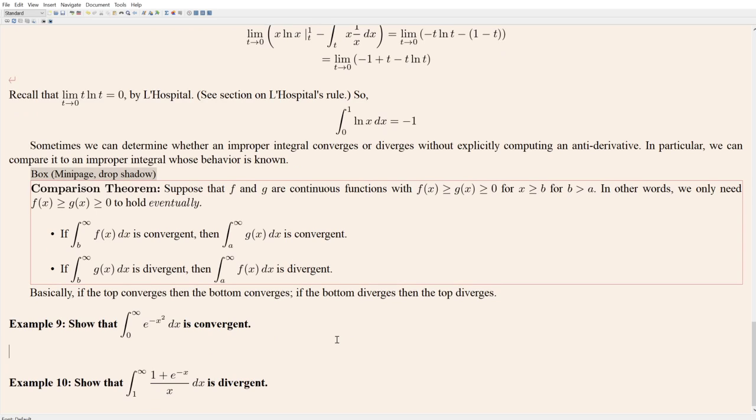So the real challenge here, then, is just to figure out what function you should compare your integrand to. Because it has to be a function which satisfies this property eventually, and also that you know how to integrate. First off, let's show that this integral is convergent. This is a good example for us because this is an example of a function for which it is actually impossible to find an antiderivative. So the comparison theorem is sort of our only option with this one.